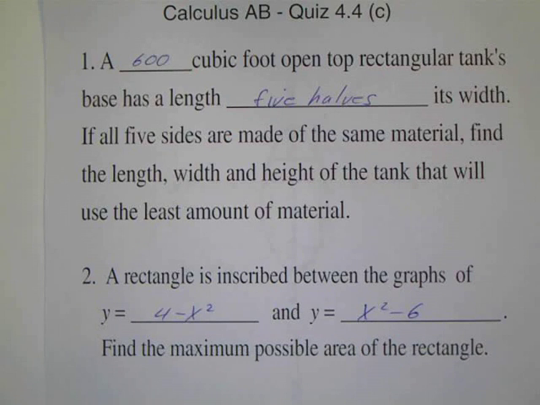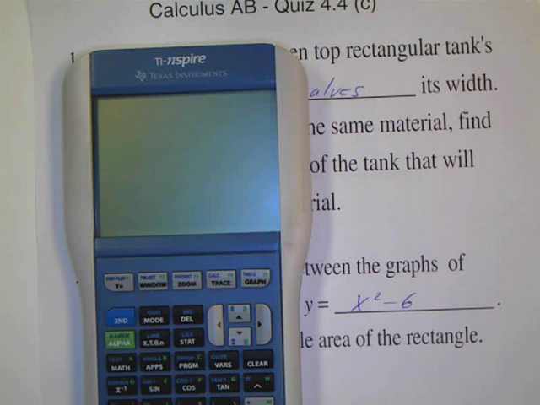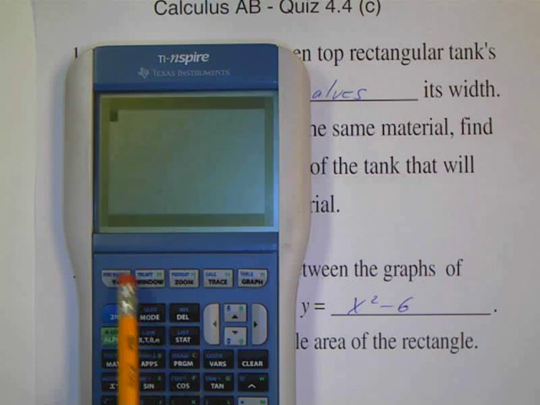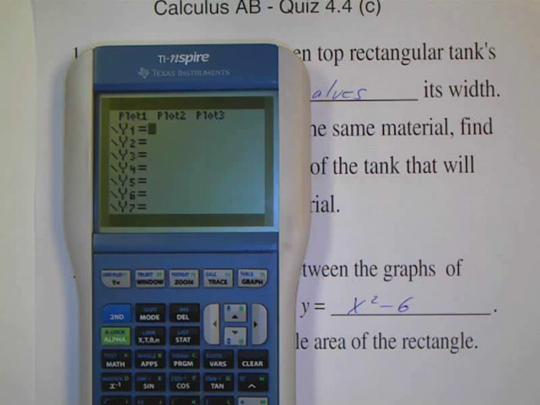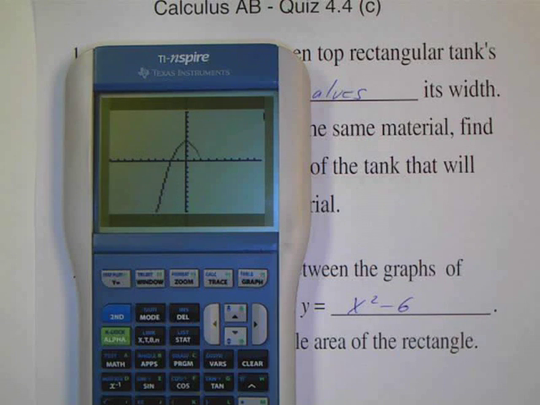It shouldn't be too difficult to graph these, but you could always put them in your calculator if it's a strange one, something that we're not too sure of. So let's just check it in the calculator to see what it looks like. One is 4 minus x squared, and the other graph is x squared minus 6. We could do a zoom 6, I guess. And you have one parabola there, and the other one comes down like that.